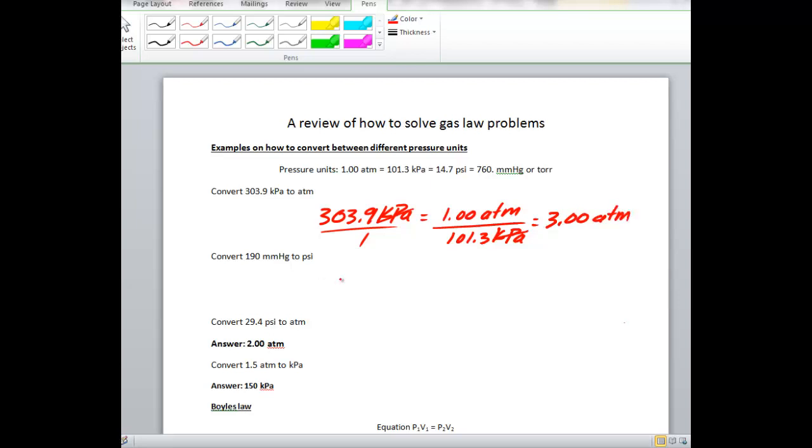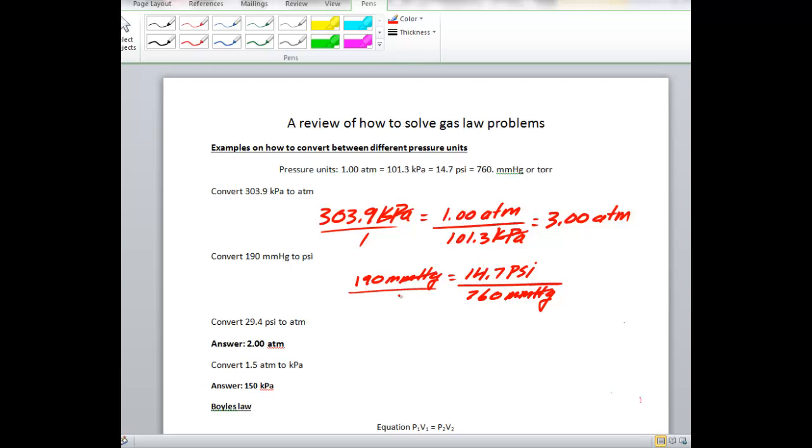We'll try another one. We'll look at 190 millimeters of mercury. We want to find out PSI. The unit that I want is going to go on top, so I got 14.7 PSI. That is equal to 760 millimeters of mercury. I can cancel out my units there.